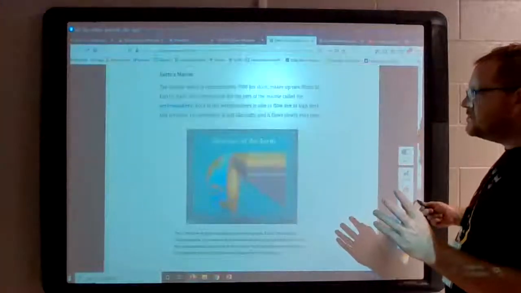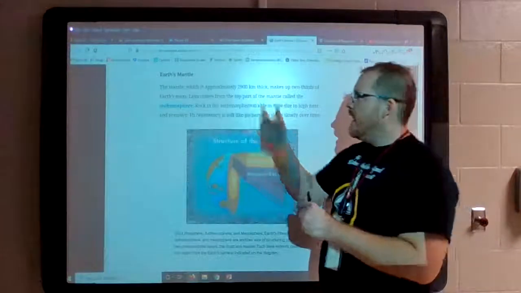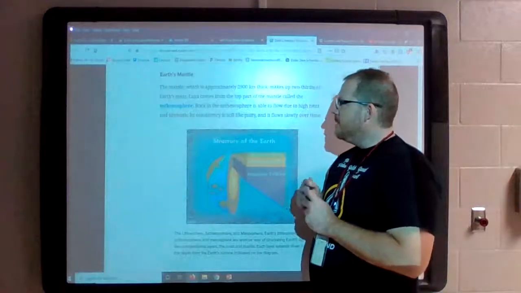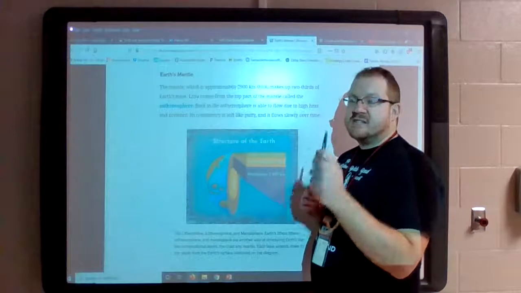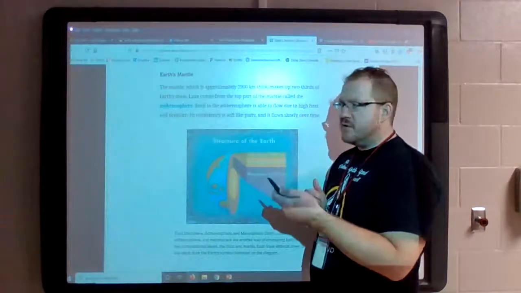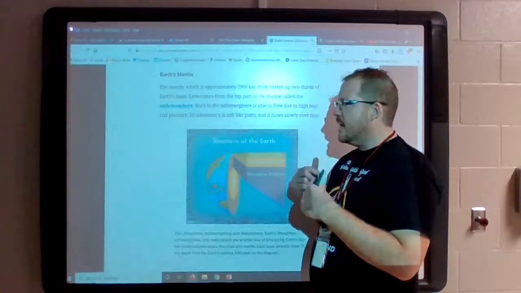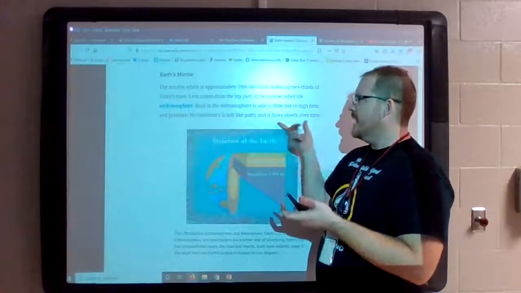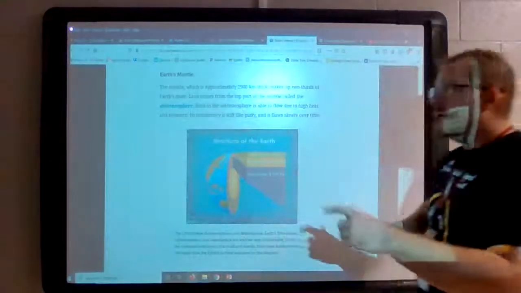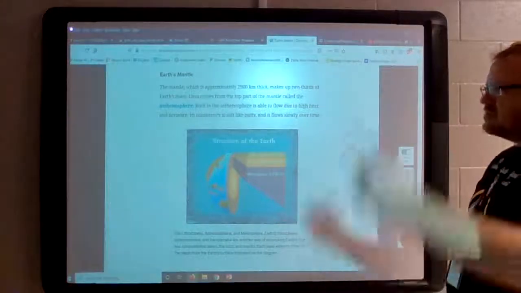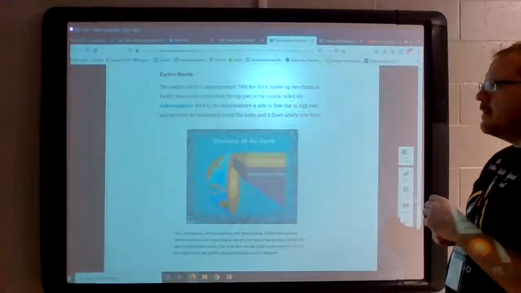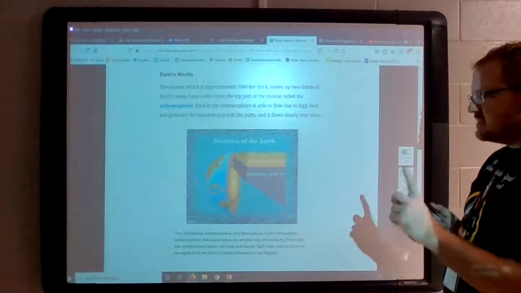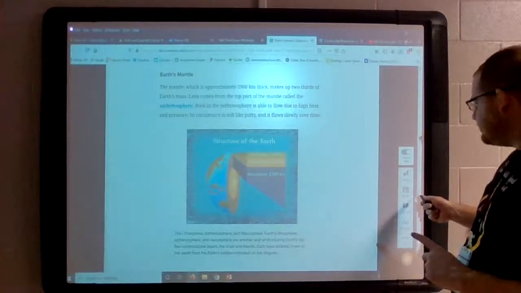Then the mantle, they talk about the mantle and the thickness of this. Know that the mantle acts like a solid. Waves travel through it like a solid. We know that it's a solid. It's just more like a soft solid. It says its consistency is like putty and it flows slowly over time. So it can move around and have those convection cycles, but it is a solid. It's not a liquid inside the mantle.